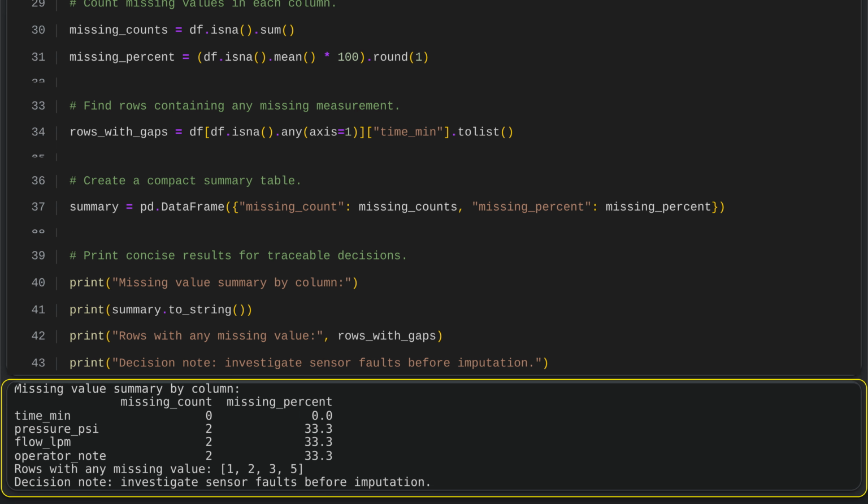This script uses Pandas to check a small pump sensor dataset for missing data. It treats empty entries and known fault codes as missing values, then reports the count and percentage of missing values in each column. It also identifies the time points where any row has gaps, helping highlight possible sensor faults that should be investigated before choosing how to fill in the data.